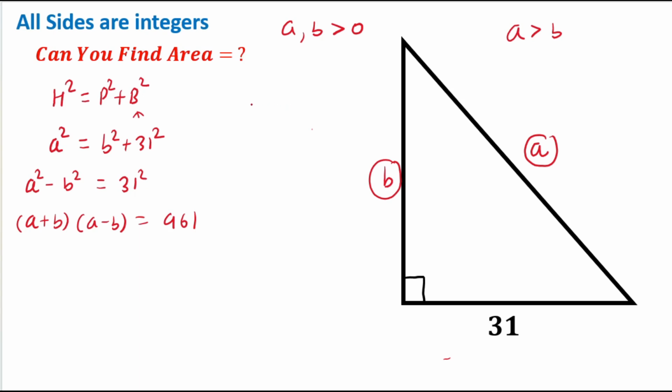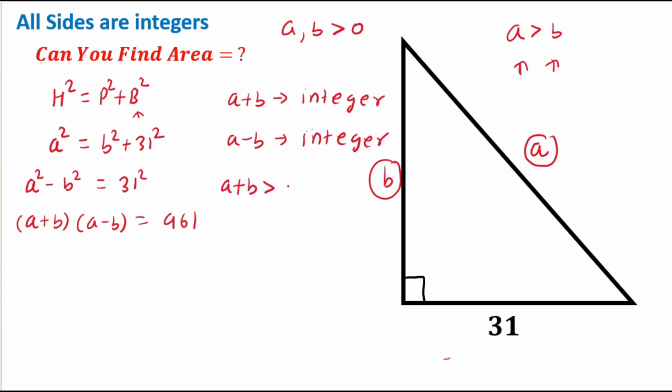Now we can say A and B are two integers, and we know that the sum of two integers is always an integer, and the difference between two integers is always an integer. We know that A is greater than B. It means we can say A plus B is greater than A minus B. In the left hand side we have A plus B times A minus B, and the right hand side is 961. On the left hand side we have factors, so first we make the right hand side into factors.